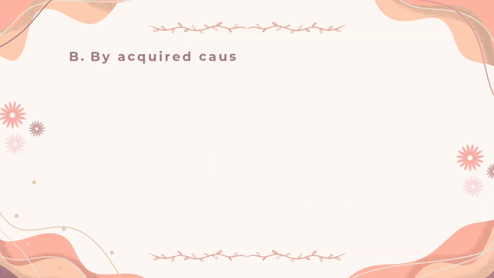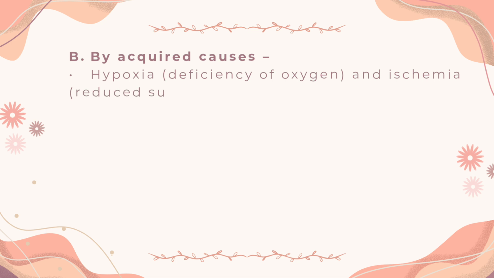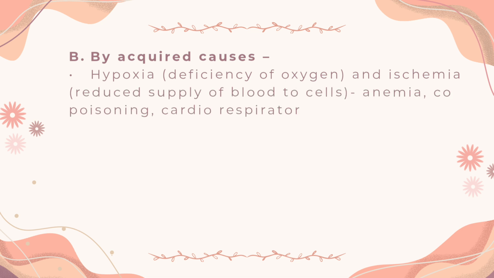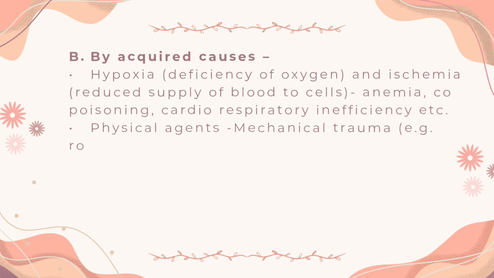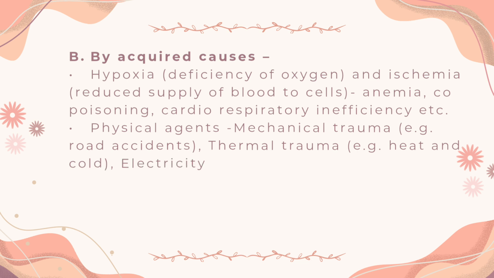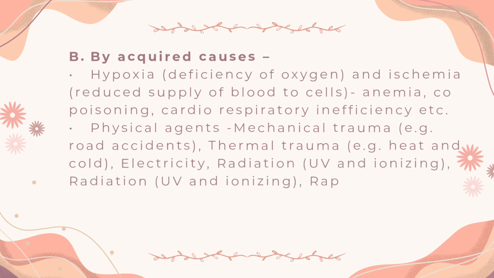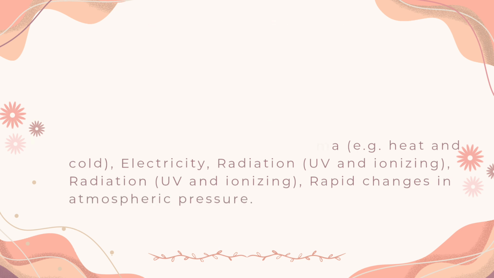B. By acquired causes. Hypoxia, deficiency of oxygen, and ischemia, reduced supply of blood to cells, anemia, CO poisoning, cardiorespiratory inefficiency, etc. Physical agents. Mechanical trauma, e.g. road accidents, thermal trauma, e.g. heat and cold, electricity, radiation, UV and ionizing, rapid changes in atmospheric pressure.